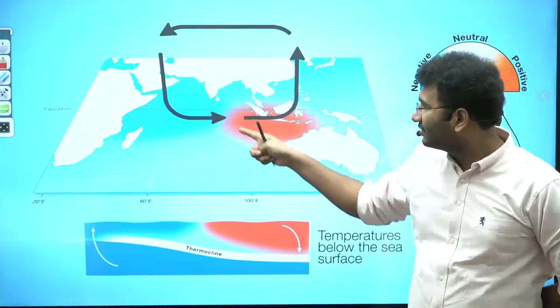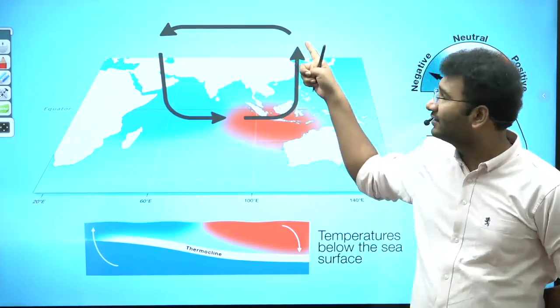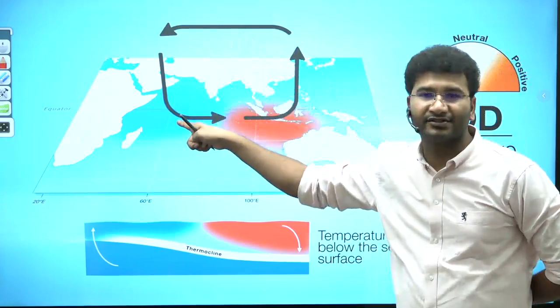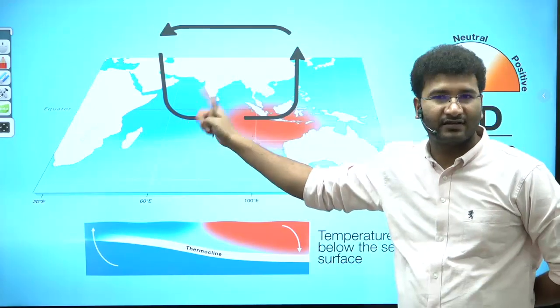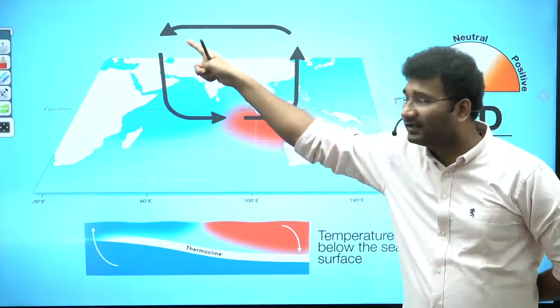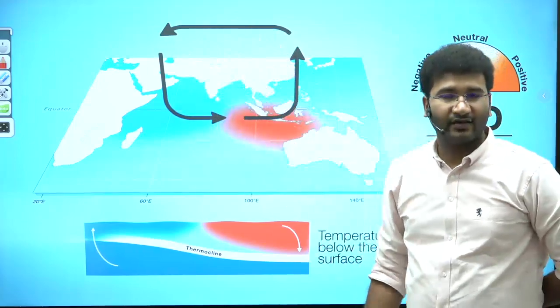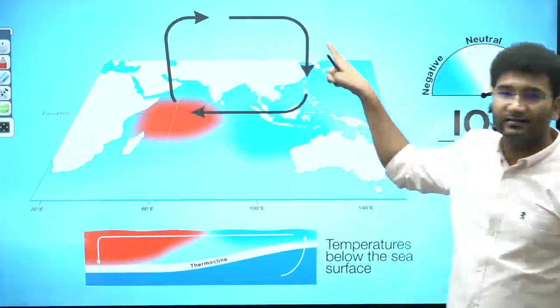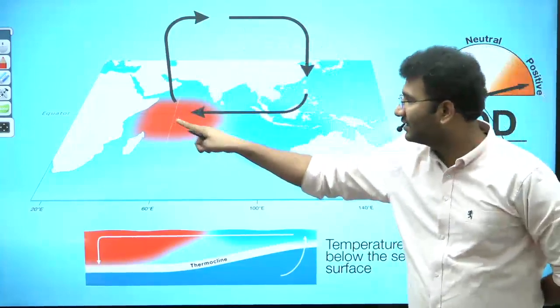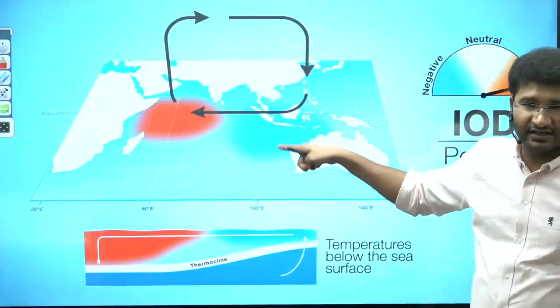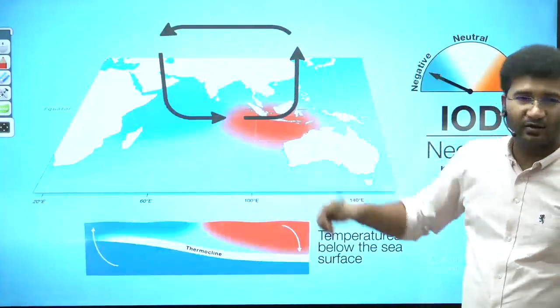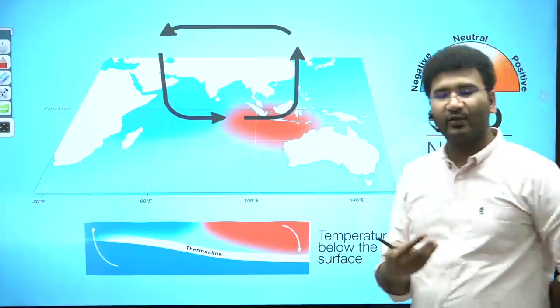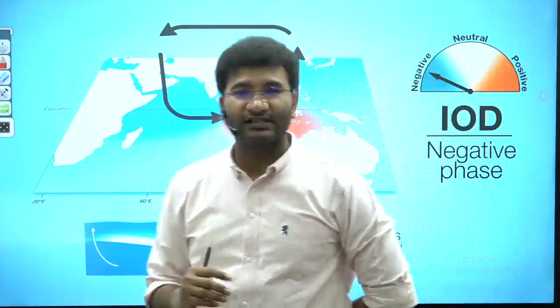That means more water for evaporation is present here, and this is acting as a high pressure, right? So the Walker cell is now reversed. What was the Walker cell during the positive phase? This is a Walker cell, right? The Walker cell here, high pressure sinking, but this cell has become reversed. What happens in the Indian Ocean dipole? The Walker cells will be reversed.